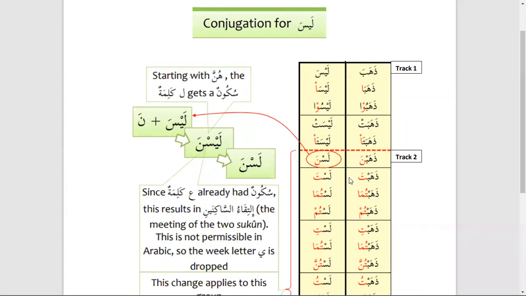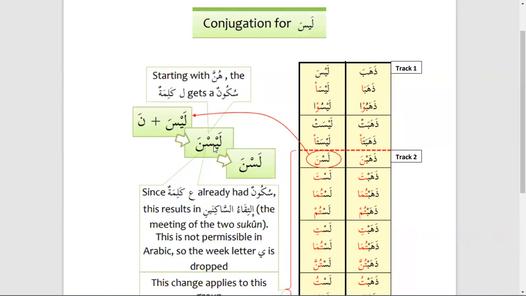So laysa is basically a defective verb. Defective means that in the root letters, it has three root letters, lam, ya, and sin. So if we have a weak letter, for example ya or waw, then it is called a defective verb. And this verb is defective because it has one of the weak letters. So this is how it became lesna. It is dhahabna, and this one became lesna. It should be laysna again because it's coming like laysa, laysu, laysat, laysata, and it should be laysna, right?